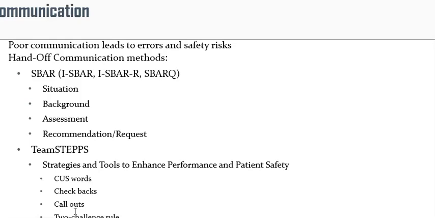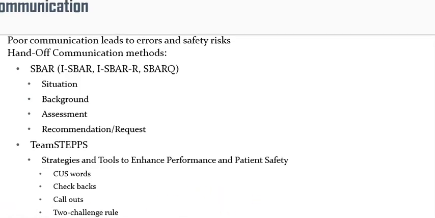You have handoff communication, which is your SBAR: situation, background, assessment, recommendation, or request. You also have something that is called TeamSTEPPS, which is strategies and tools to enhance performance and patient safety. So with your SBAR, it is a formal method of communication between two or more members of the healthcare team.